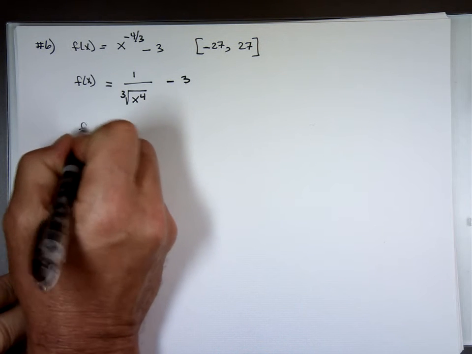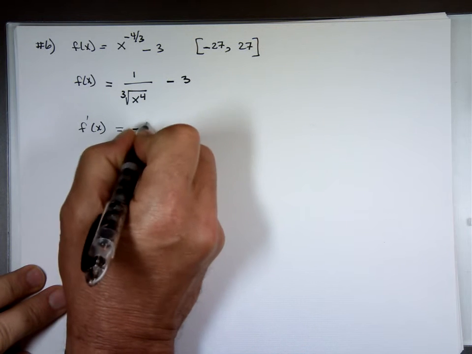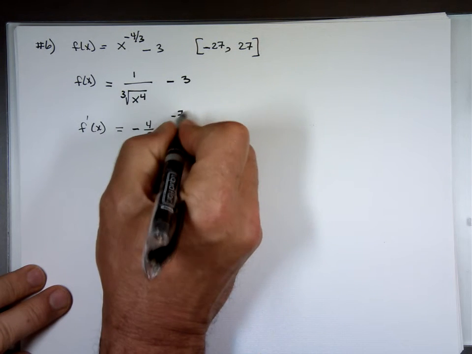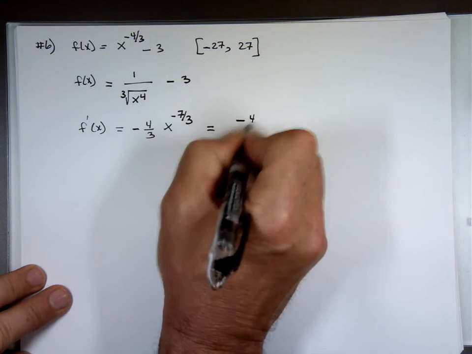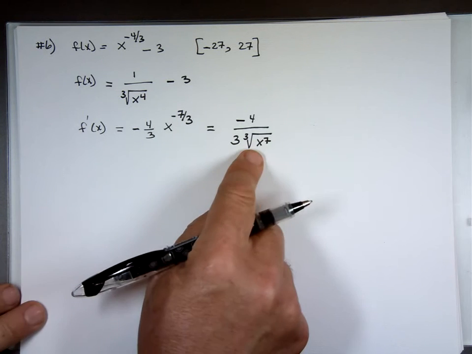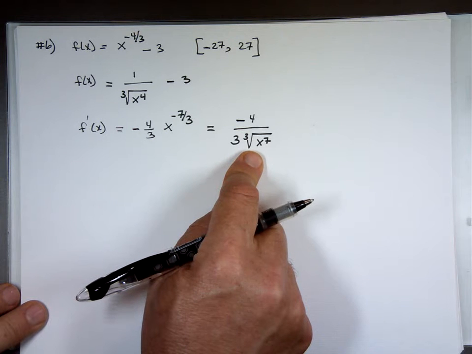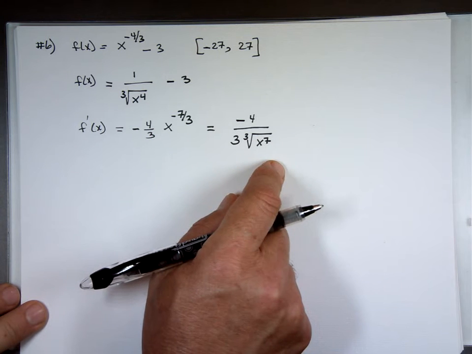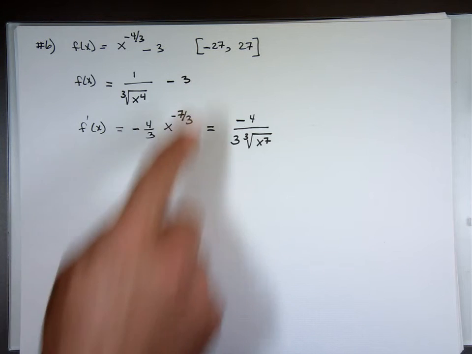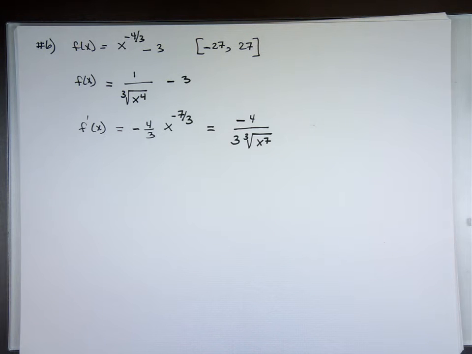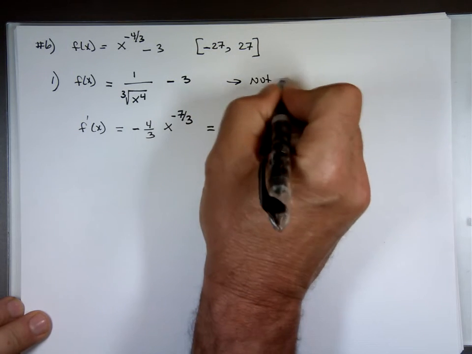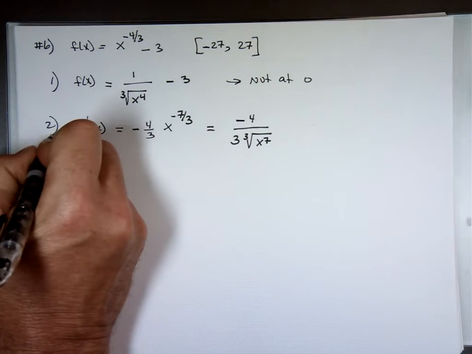What's the derivative of that? Isn't that negative 4/3 x to the power of what? Subtract another 1 from it, which is negative 7/3. So that's negative 4 over 3 times the cube root of x to the 7th. What is the derivative when x is 0? Undefined. So that's not continuous either. The derivative can't be taken from negative 27 to 27, not at 0. The derivative must exist, not at 0.